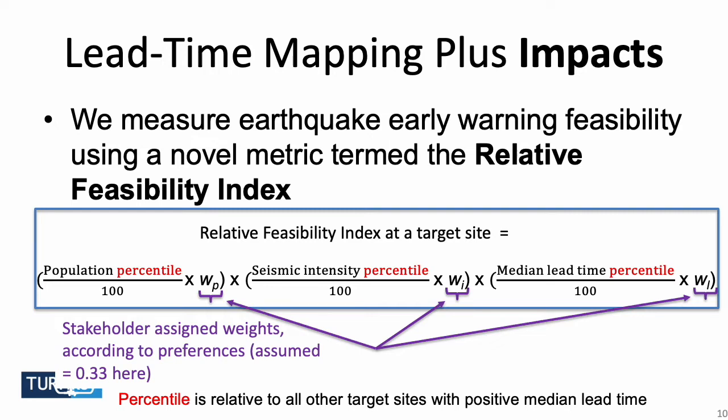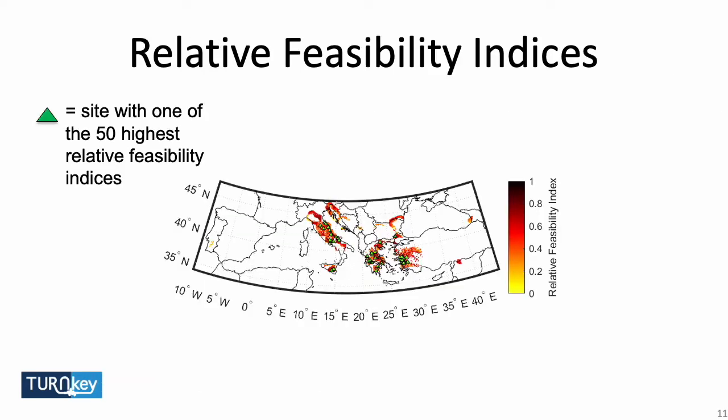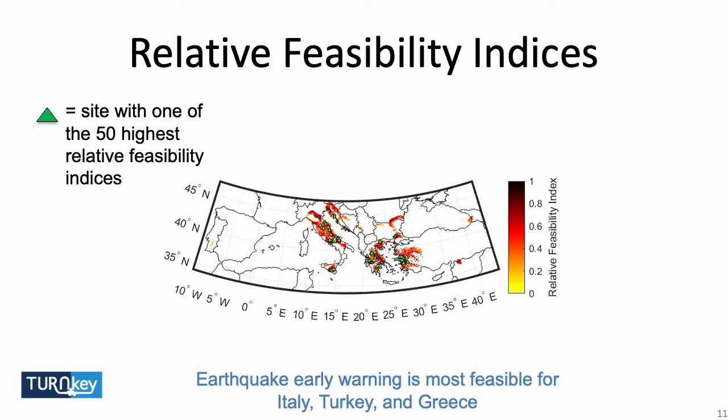So in the next plot, we're going to assume that the relative feasibility index and its different components are equally weighted by the stakeholder. Now we calculate this relative feasibility index for each of the different target sites, and we find that the most feasible sites for earthquake early warning are located in Italy, Turkey and Greece, supporting TURNkey's installation and focus on earthquake early warning in both Italy and Greece.